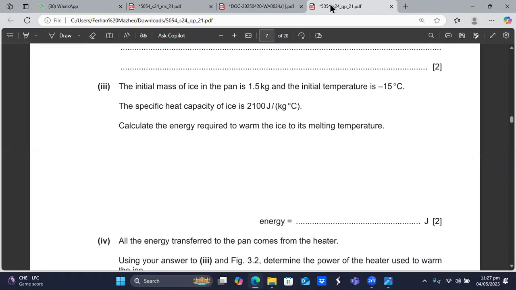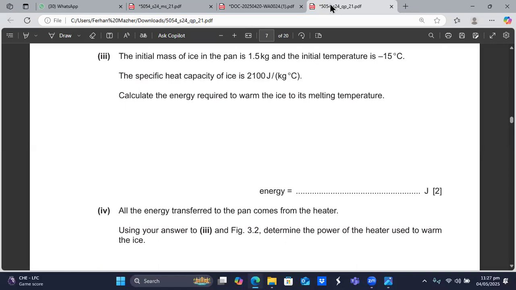The initial mass of the ice in the pan is 1.5 kg, and the initial temperature is -15 degrees centigrade. The specific heat capacity of the ice is 2100 joules per kg per degree centigrade. Calculate the energy required to warm the ice to its melting temperature. The melting temperature is 0 degrees centigrade, so your temperature will change from -15 degrees centigrade to 0 degrees centigrade. You can calculate the change in the temperature here.